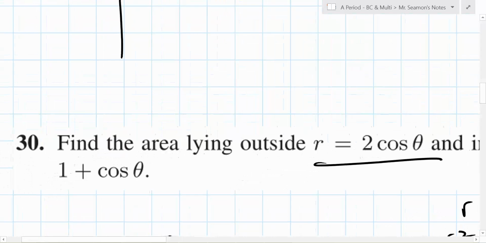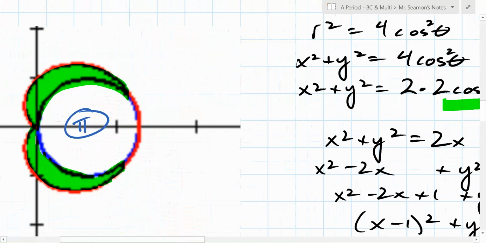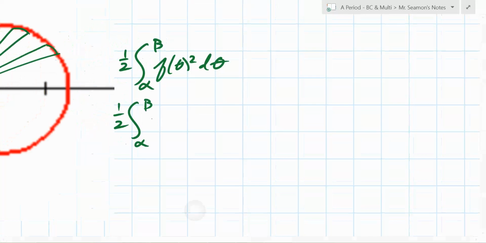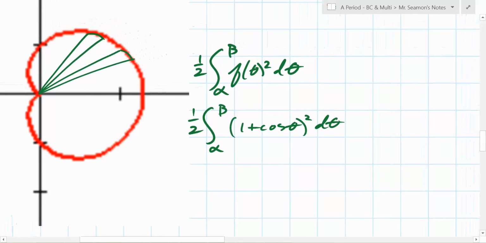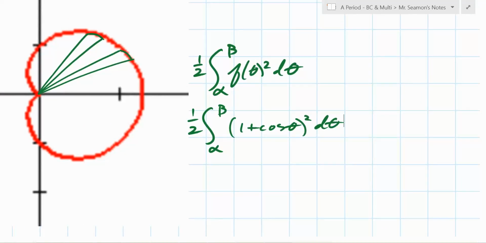What is it? 1 plus cosine theta? So we have the integral of 1 plus cosine theta squared d theta. I mentioned this yesterday, or was it the day before we met? I told you where I thought the most common mistakes are in polar land. Do you remember? Limits. The limits.